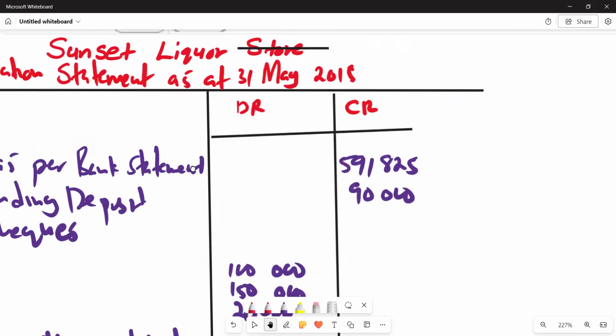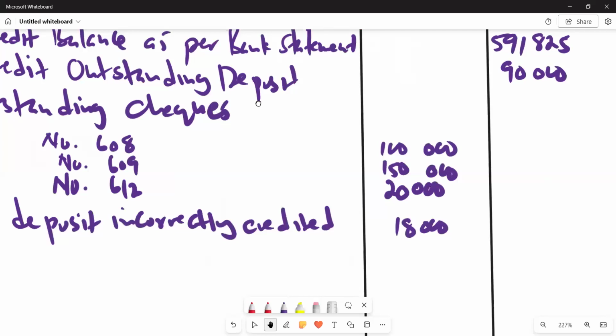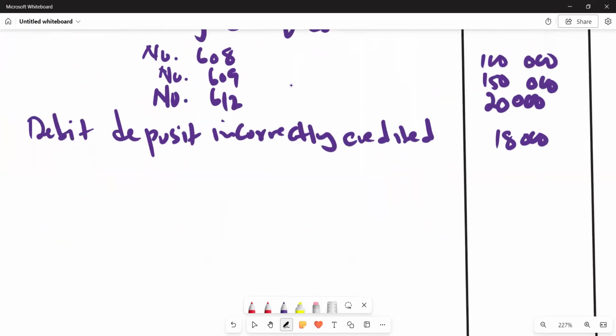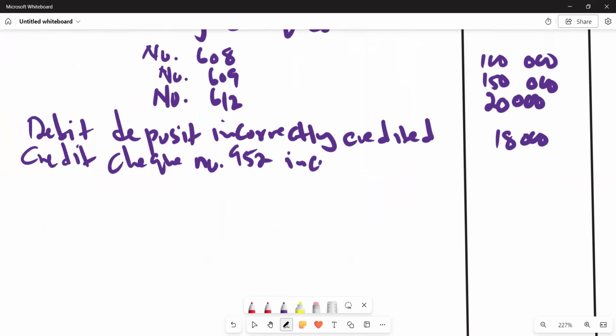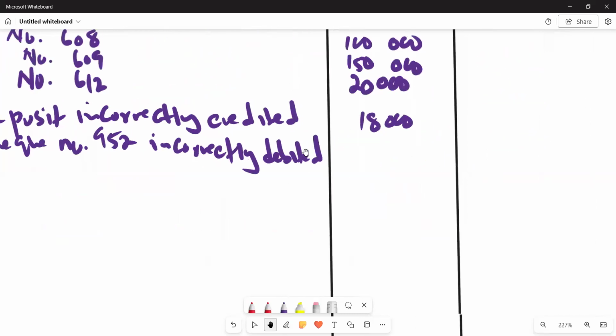So we come here. We are saying credit check number 952 incorrectly debited. And then the amount is what? 2,750. We are going to credit it. So we go to the credit side. So we are saying the amount is 2,750. Then we can always go back and see what we have next.